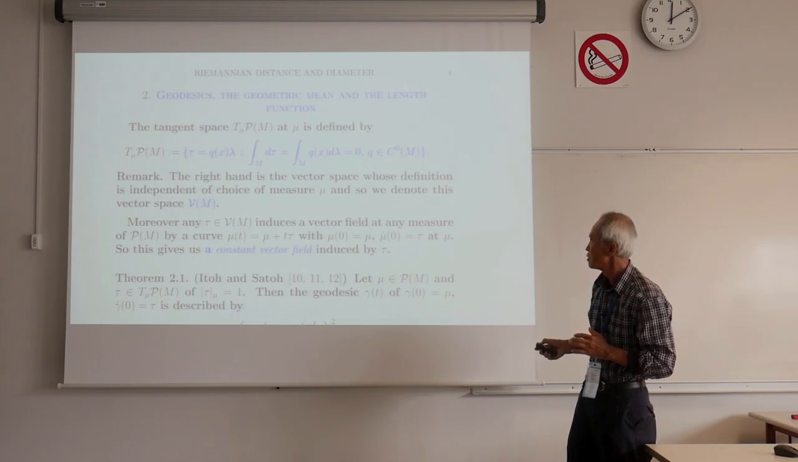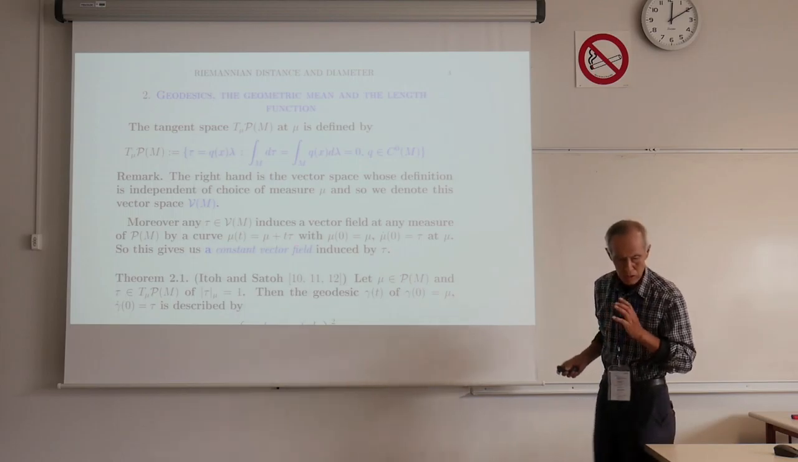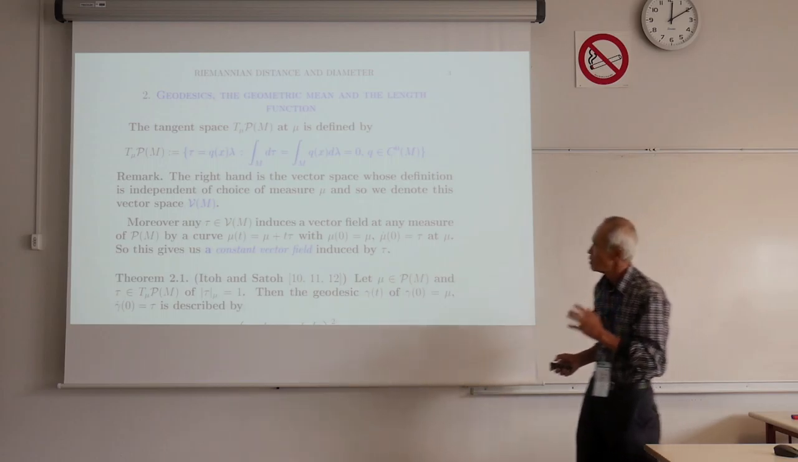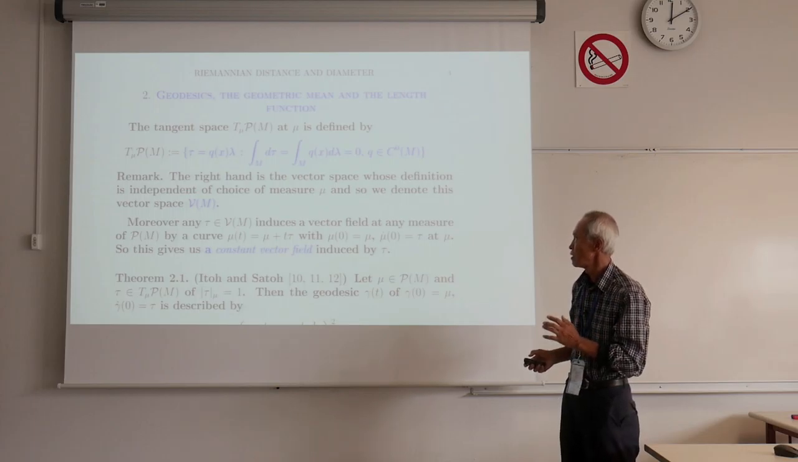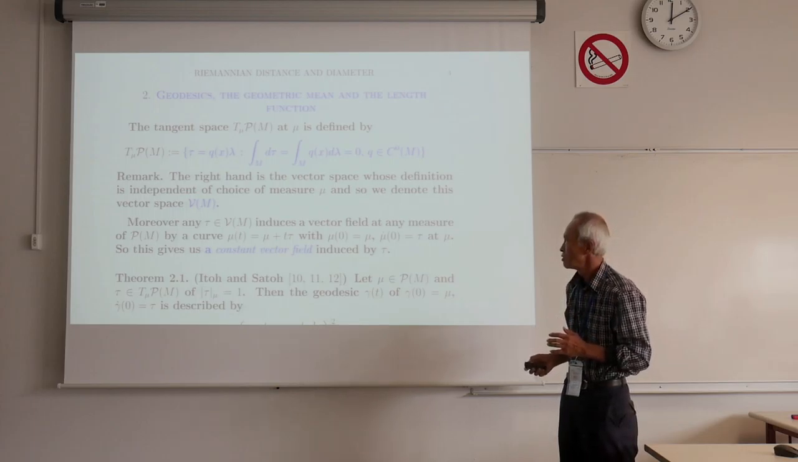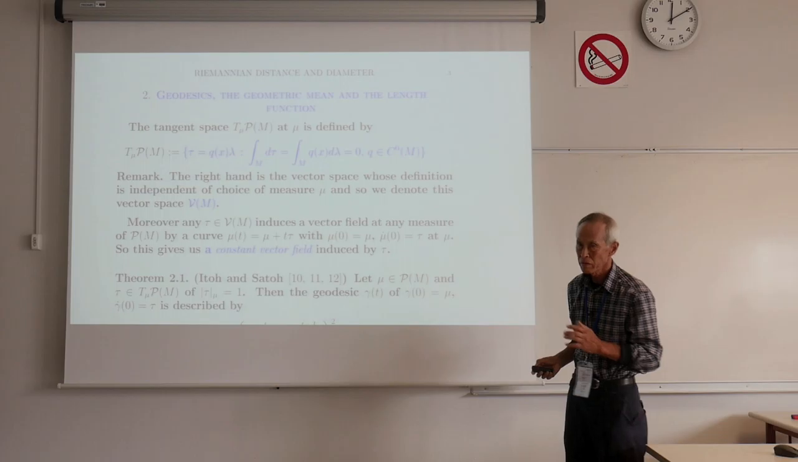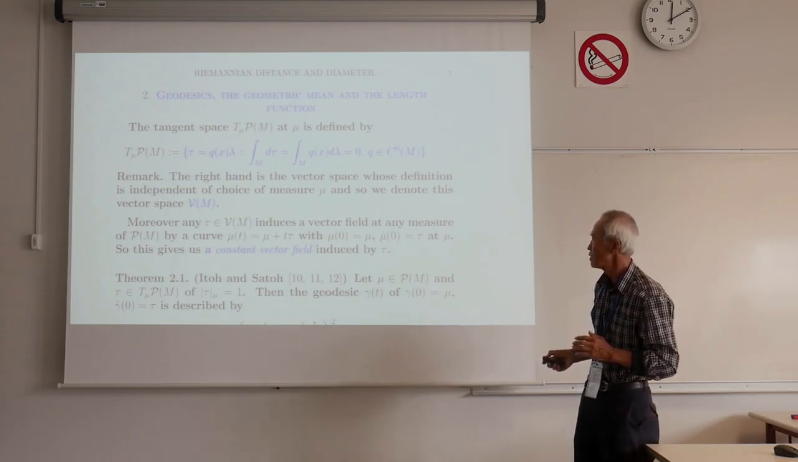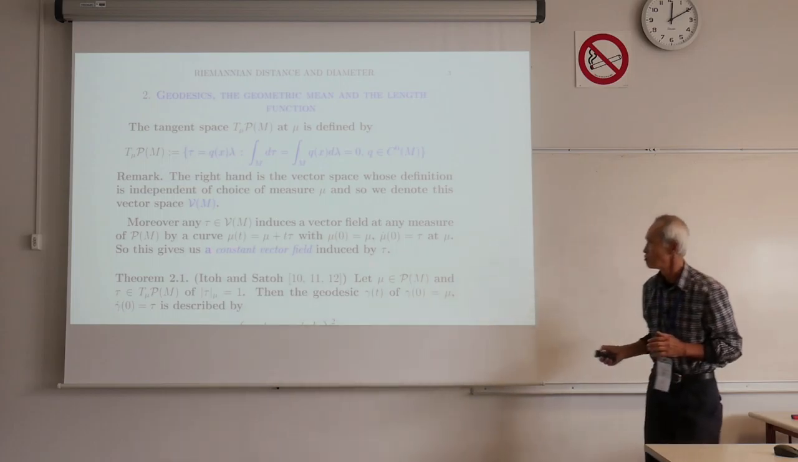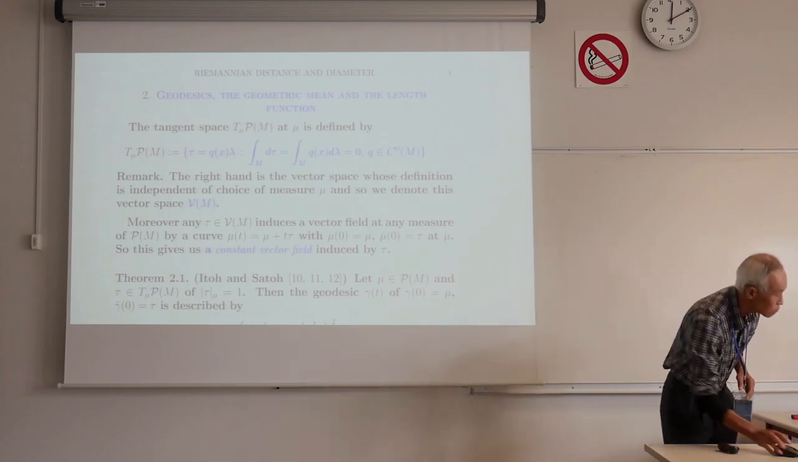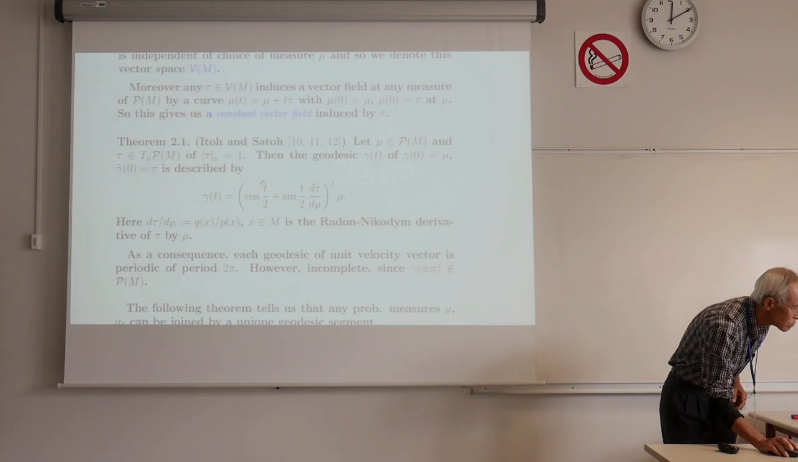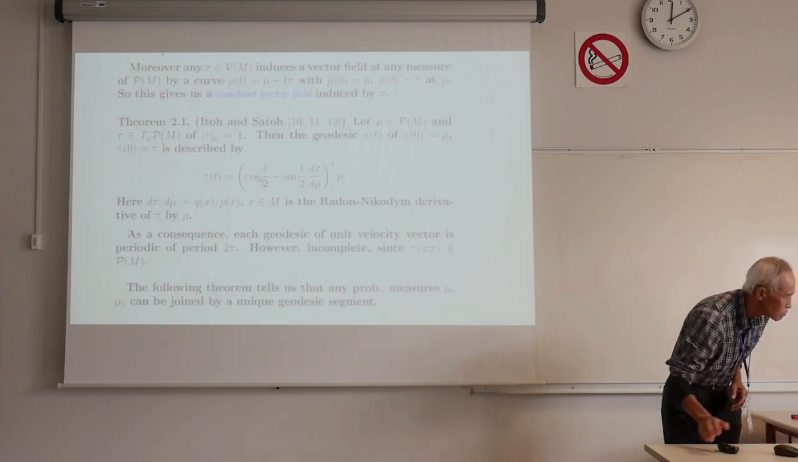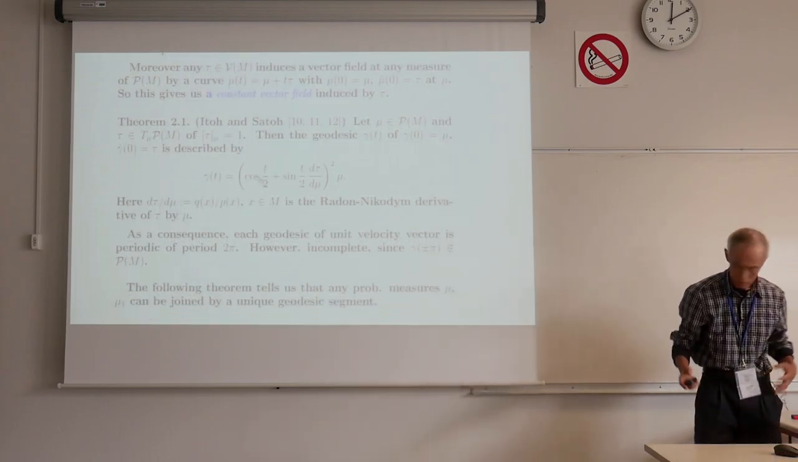So any tangent vector gives a curve through the point mu. So we can define a vector field. A vector field everywhere defined, and we call this vector field a constant vector field induced by tau.